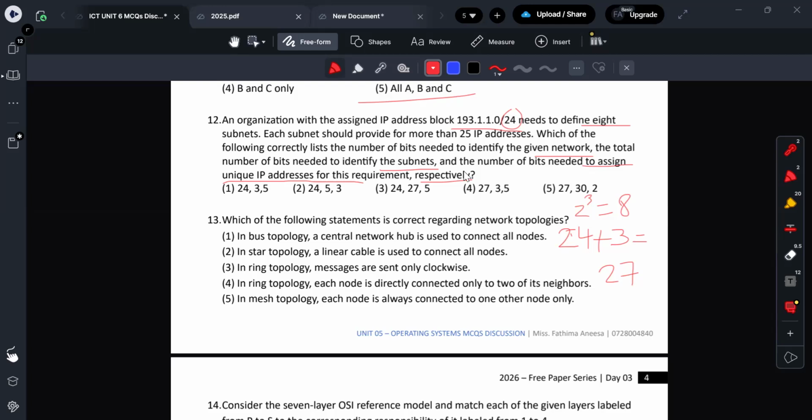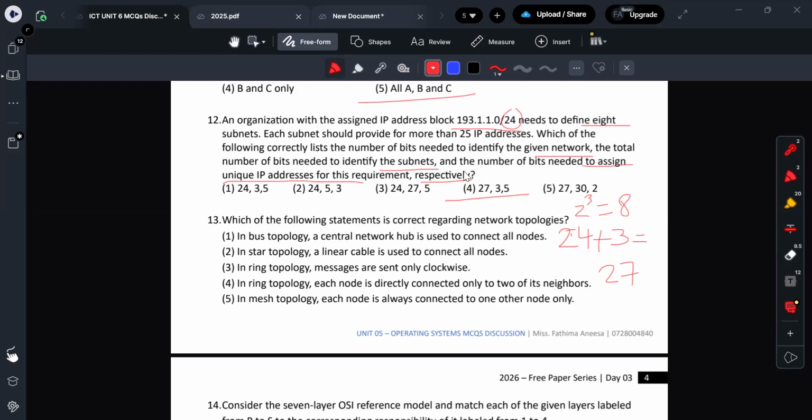How do you find the remaining bits? They are saying the remaining bits for host addresses are what they are asking in that question. How do you find it? 32 minus 27. 32 minus 27 is 5 bits, isn't it? Right? Now how do you check if 5 bits is correct? 2 to the power 5, how much is it?